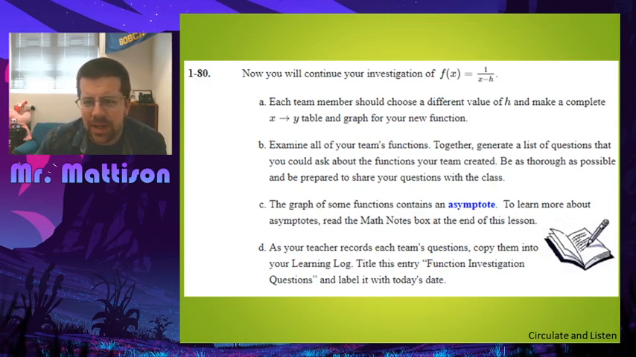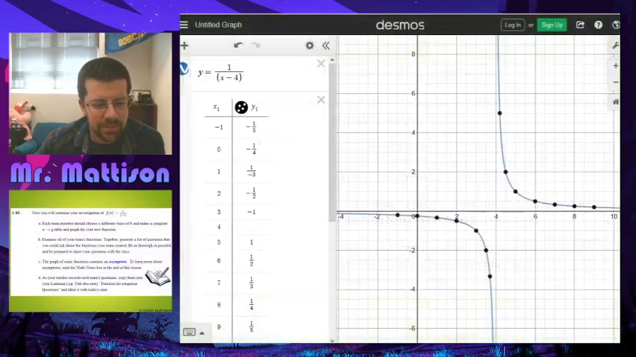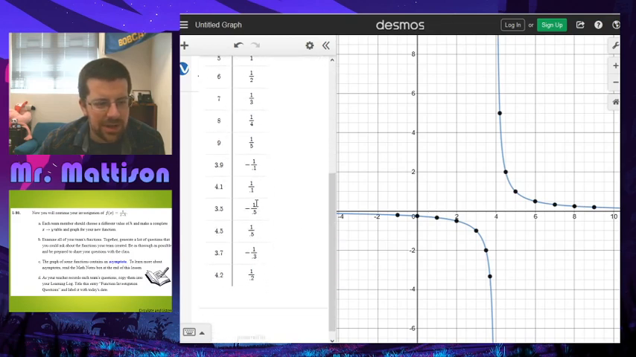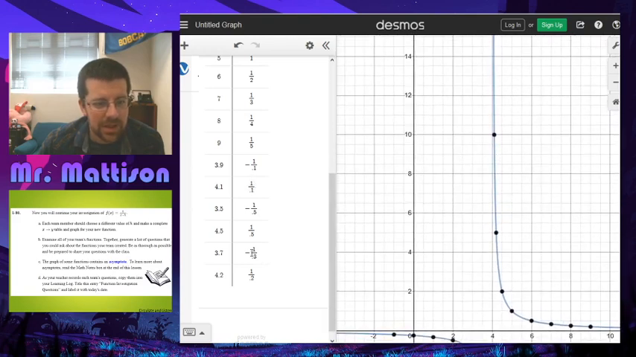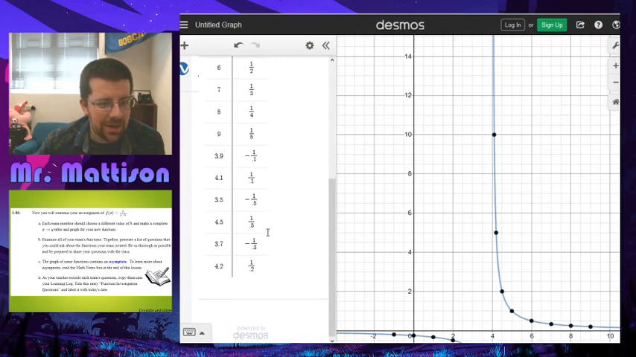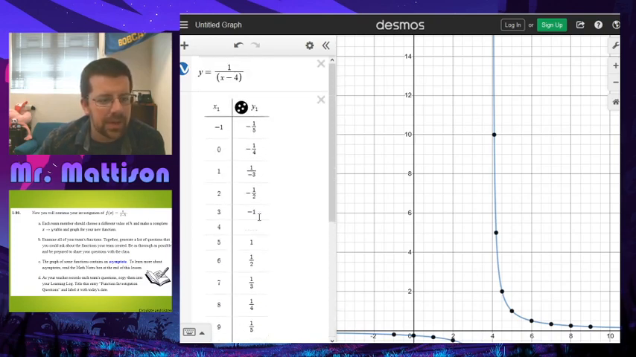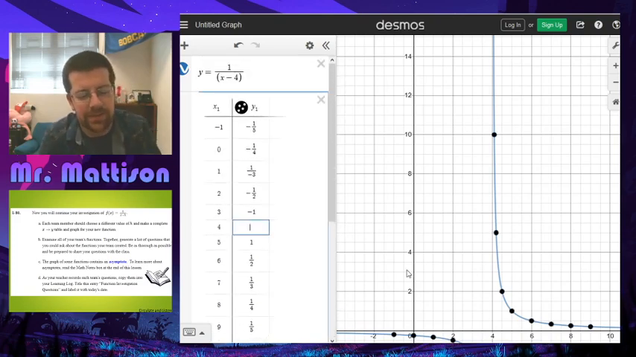Okay, so I will kind of go over these really briefly. On our table, like we kind of saw, as we get closer and closer to that 4 value, we get larger and larger numbers, like this 1 over 0.1 is actually 10, so we're way up here at 10, things like that. And if I did like a 1 over 0.01, I'd actually be up at 100. Okay. And then at this x equals 4, you have an undefined, is what that's called.